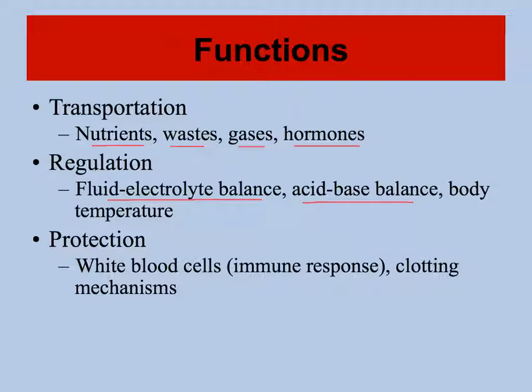body temperature for homeostasis. And blood is also involved in protection because it is the place where we find our white blood cells, or at least part of the time, our white blood cells that are involved in the immune response. We also have clotting mechanisms that come from the blood to stop us from bleeding to death if we happen to be wounded.